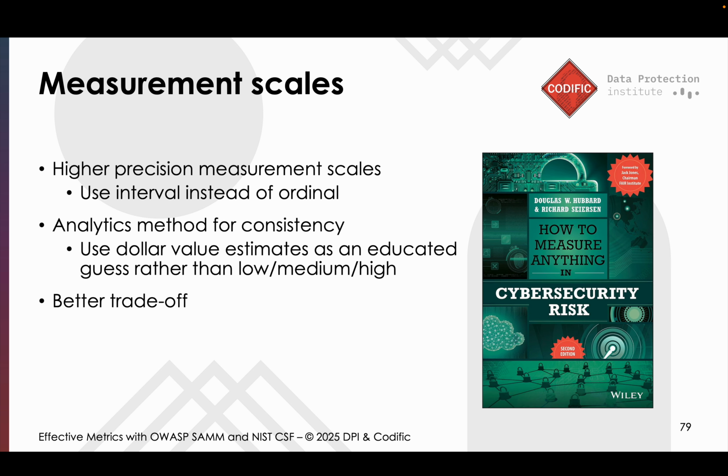Remember that book on risk quantification I mentioned earlier? One of its key ideas is exactly what we've been building up to. Stop using ordinal scales like low, medium, and high and start expressing risk in dollar value using ratio scales. The book makes a compelling case. Estimating risk in dollars may seem harder, but the worst case effort is about the same as coming up with a low, medium, high label.